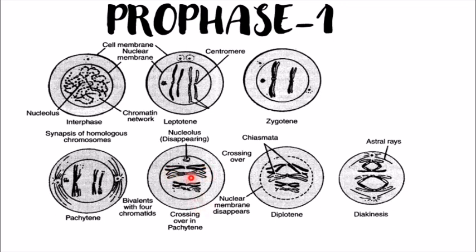Why is this happening? So that the genetic materials recombine. So that all the genetic material that is in each can pass to the other, for that this recombination takes place. Next is diplotene.